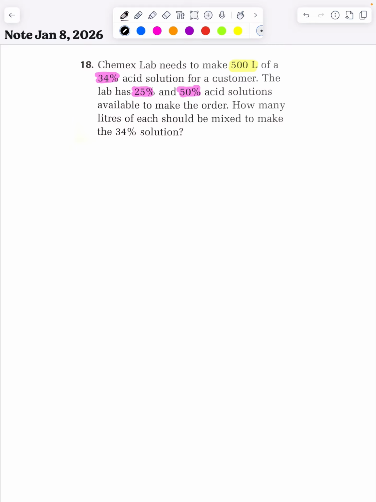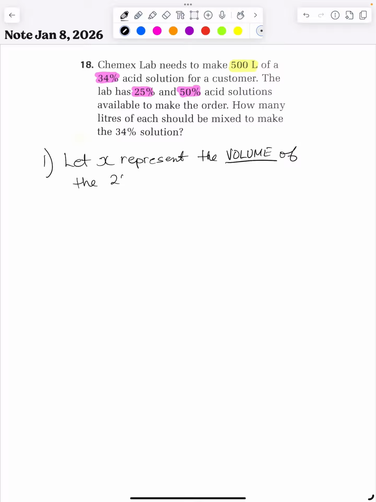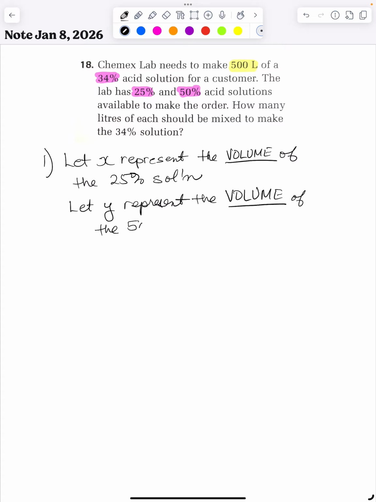So what we're going to do is start with defining the variables. Let X represent the volume, because we don't know how much of each solution we're going to have, of the 25% solution. And let Y represent the volume of the 50% solution.